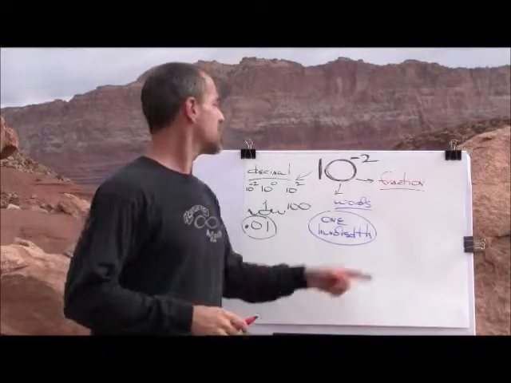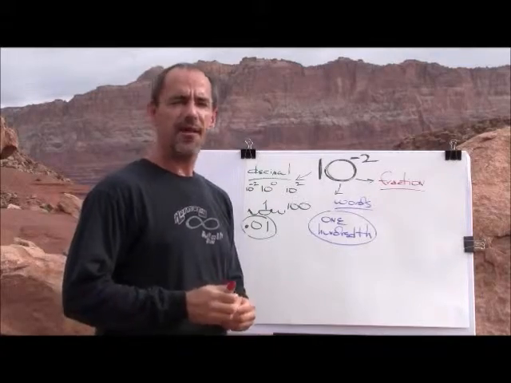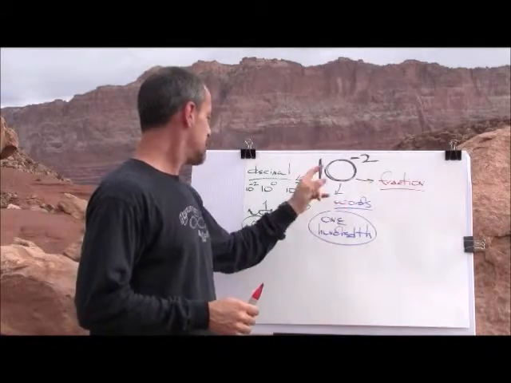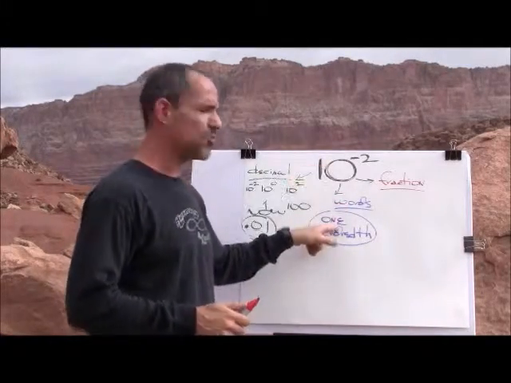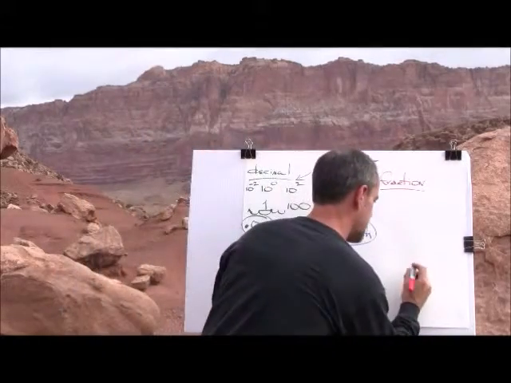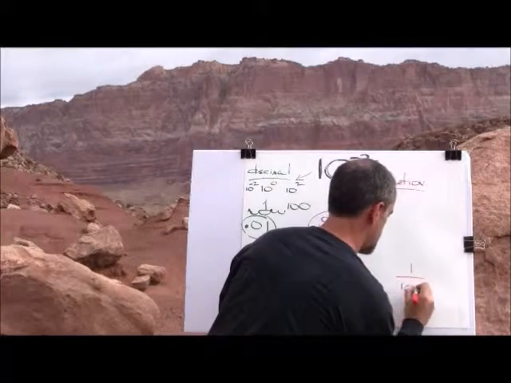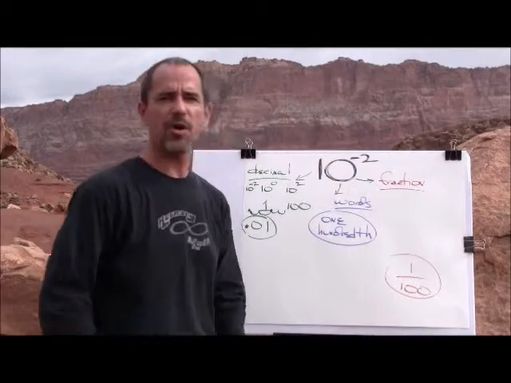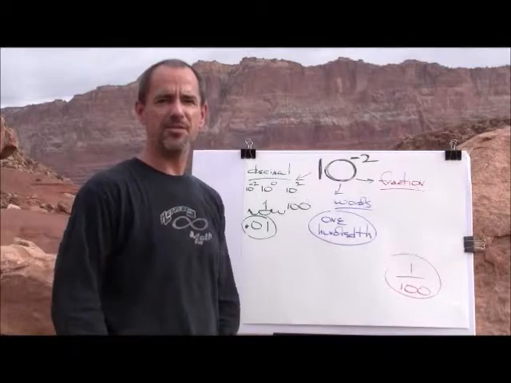Last up, we're going to change this thing to a fraction. Now, since we've already changed it into a decimal and then into words, and we know that this is 100th, we could just simply skip to the end and write 100th as a fraction. But let's say we didn't do that.